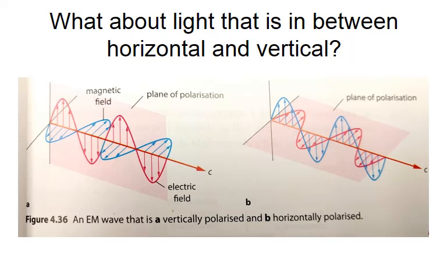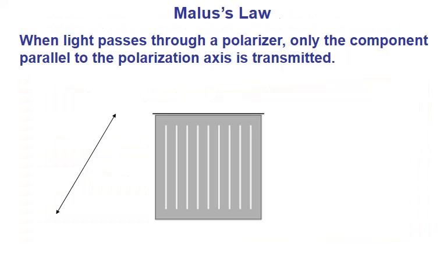So what about light that is in between horizontal and vertical? What if it's tilted to the side? Well, if we have light that's tilted to the side, what's going to happen? And this is Malus's law.